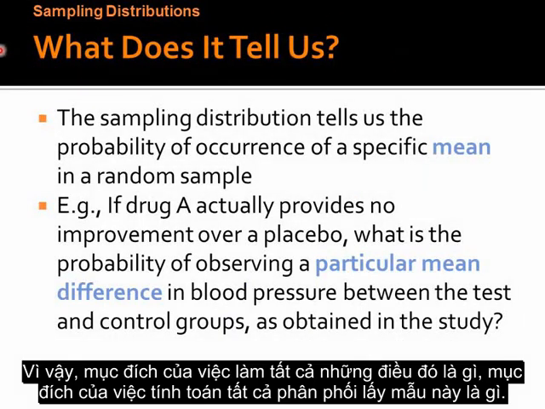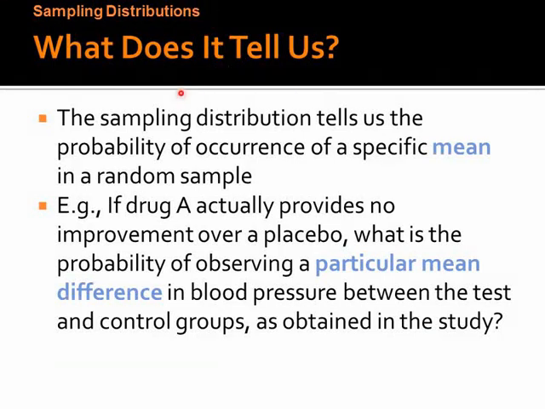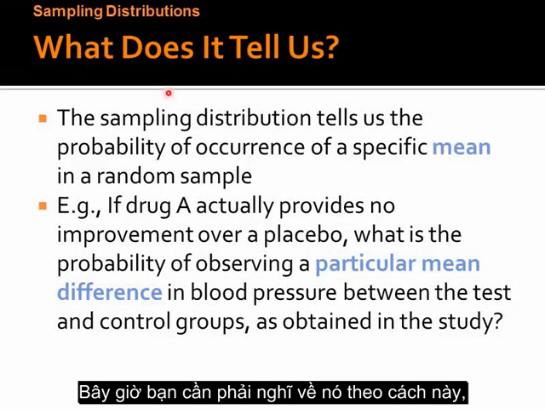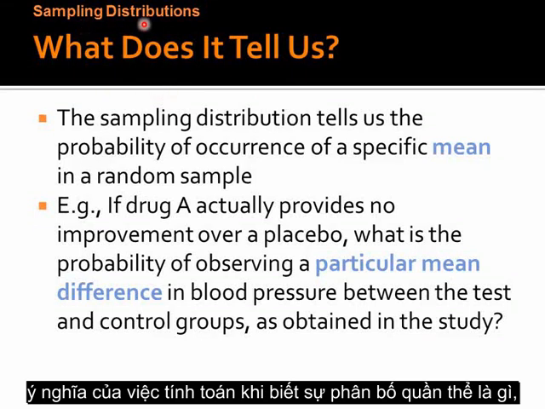So what was the point of doing all that just now? What's the point of calculating all this sampling distribution? Now you have to think about it this way. What was the point of calculating, of knowing the population distribution?